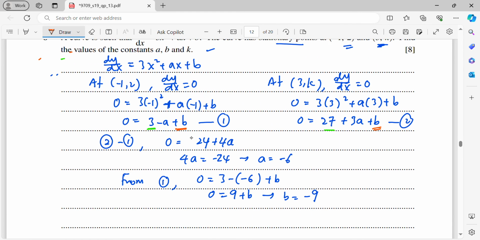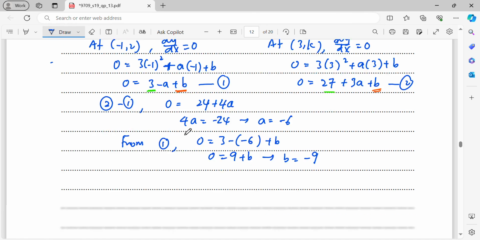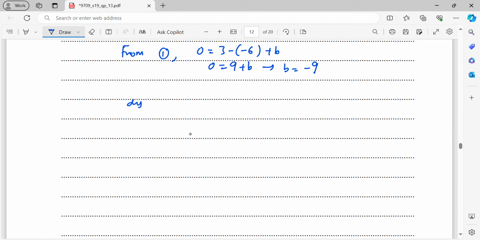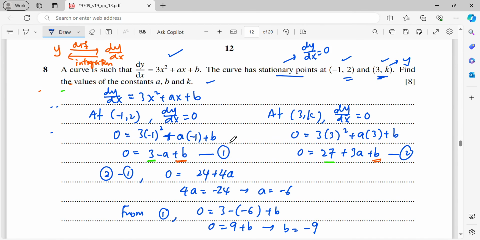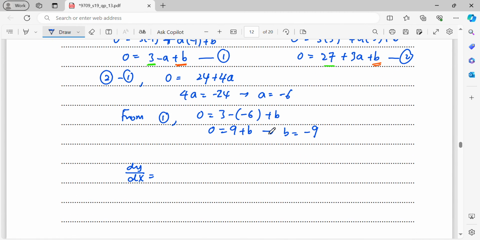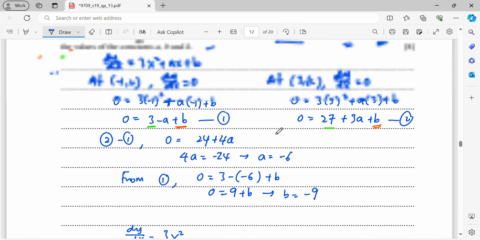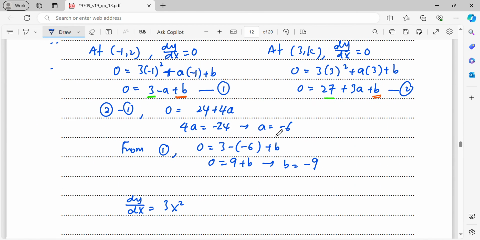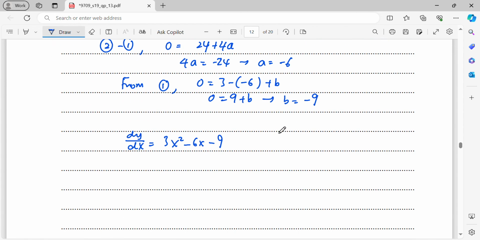Right, so now I will rewrite my dy/dx. Three x squared plus ax plus b. My a is minus 6, so minus 6x, minus 9. And now I integrate. So my y is the integration of 3x squared minus 6x minus 9 dx.